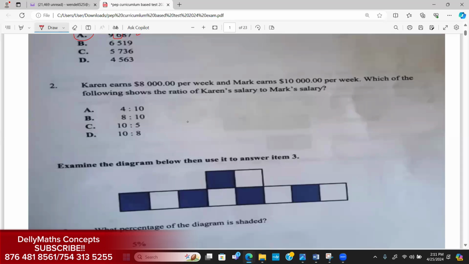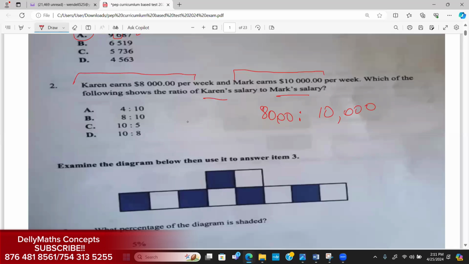Karen earned $8,000 per week. So this is Karen. Let us mark some important detail here. And Mark earns $10,000 per week. Which of the following shows the ratio of Karen's salary to Mark's? Remember, K comes first. So basically, you want to line up your 8,000 because that's for Karen, and 10,000, that's for Mark. And what you want to do is to reduce them to their lowest form and then compare.